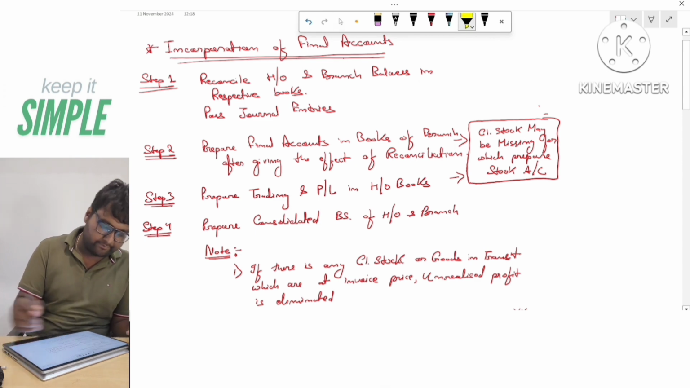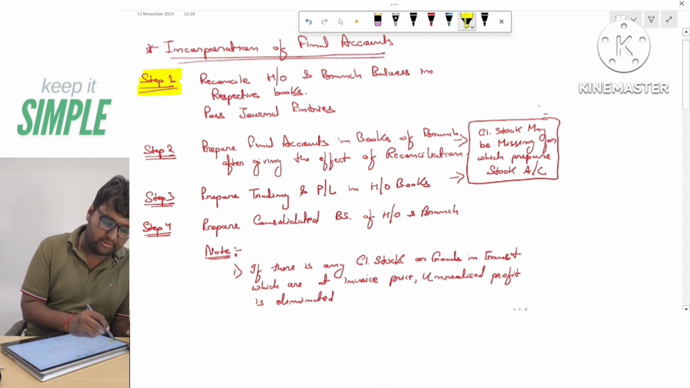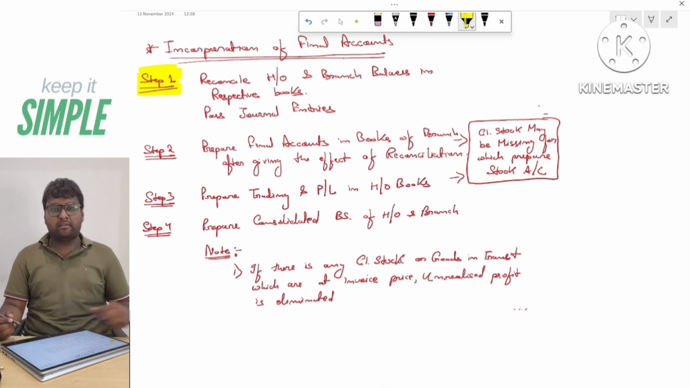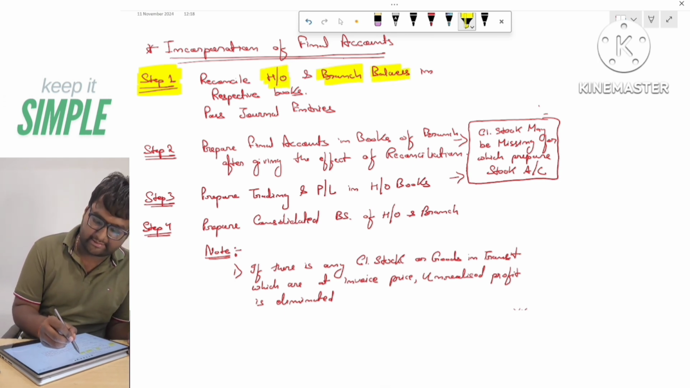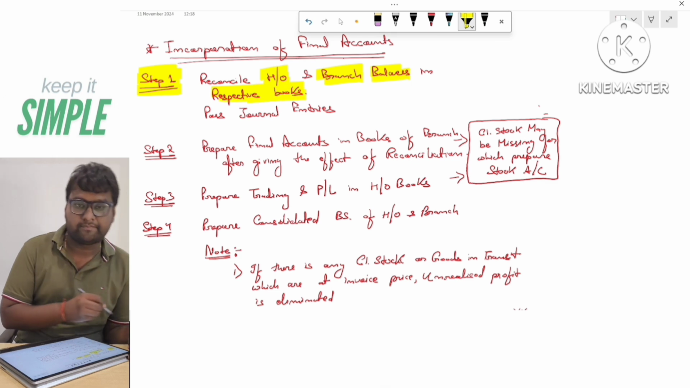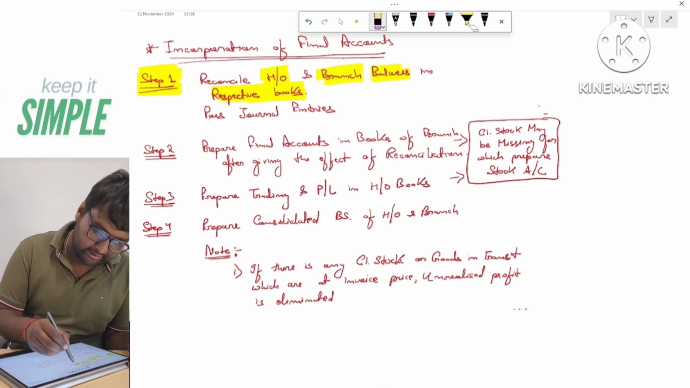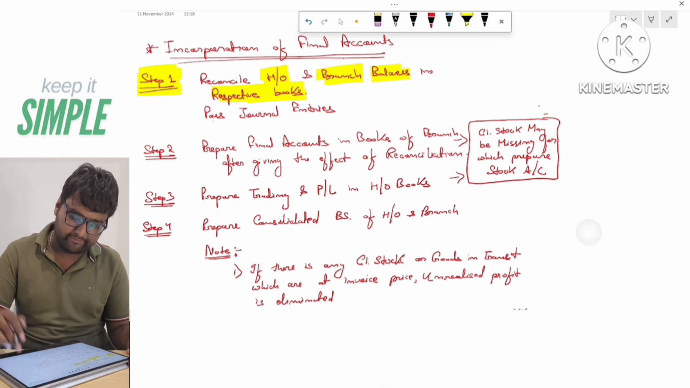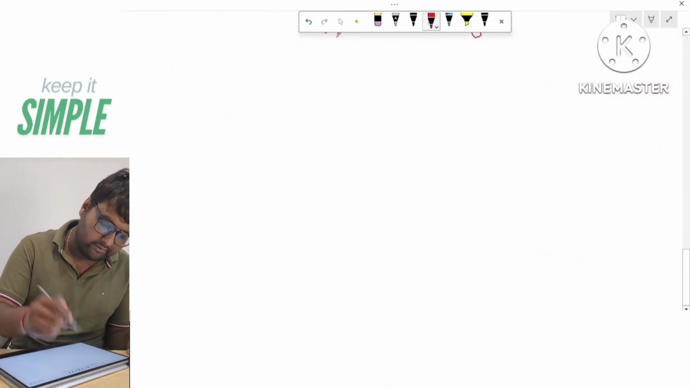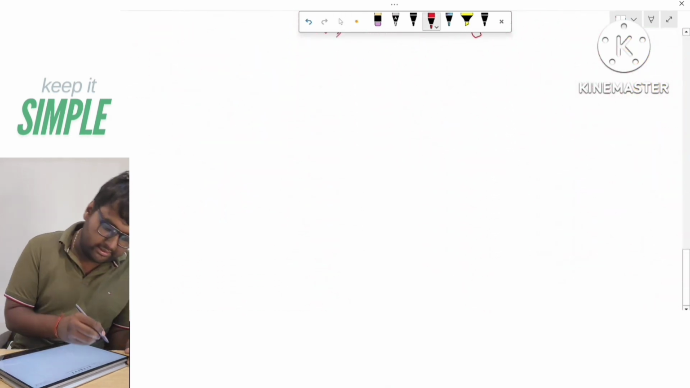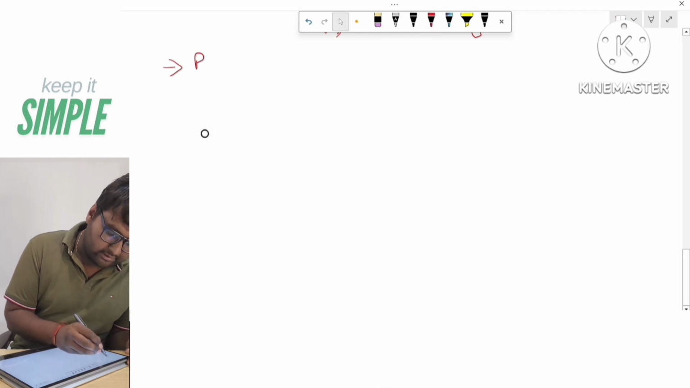Okay. So yeah, we'll just read it and then I'll let you know what it's trying to say. See, first step, incorporation of final accounts. First step, what it's saying, is to reconcile head office and branch balances in respective books. I'll just make you understand. See, suppose here, I'll give an example. Here there are two individuals, Ram and Shyam.